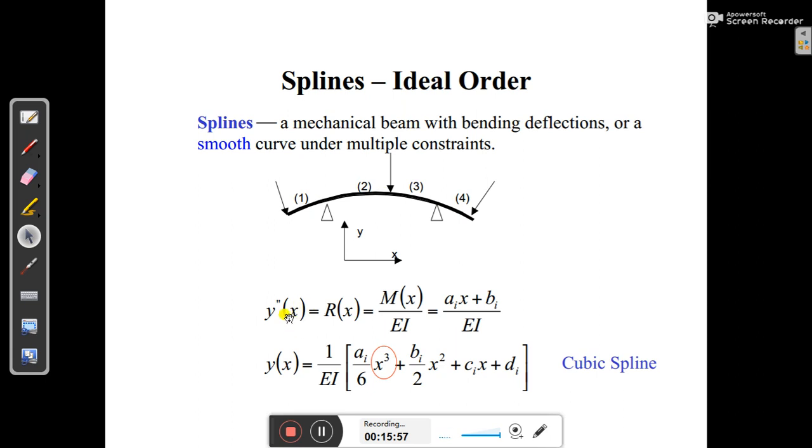So here these equations are used from the mechanical engineering aspects, but try to understand only this part, where we can get the value of the polynomial of x is 3. So this is cubic spline, meaning these equations follow a cubic polynomial degree.